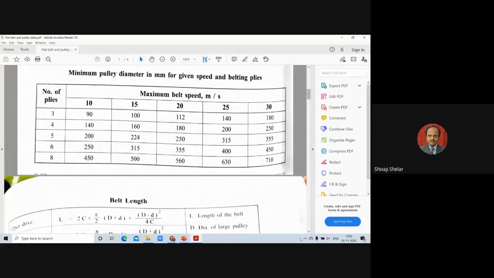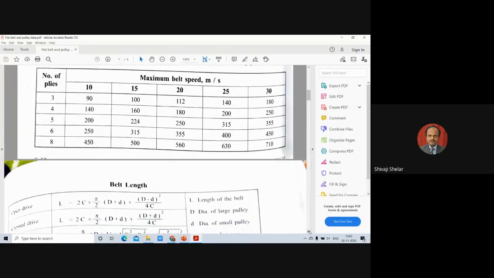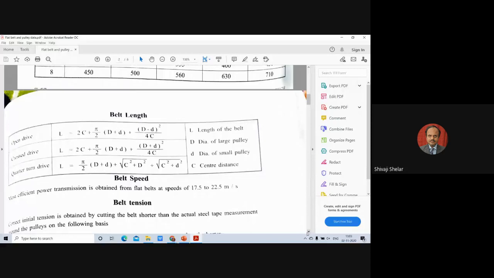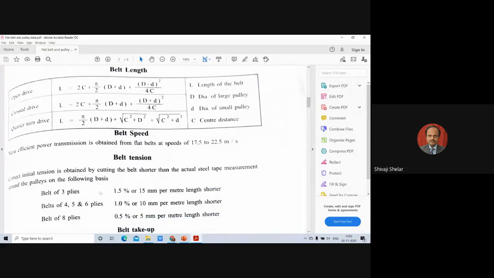We are using the length formula for open drive here. So this formula we have used here and we have calculated theoretical length. Normally the belt speed should be in the range from 17.2 to 22.5. This is the ideal range of the speed, but it is not necessarily every application will meet this speed here.